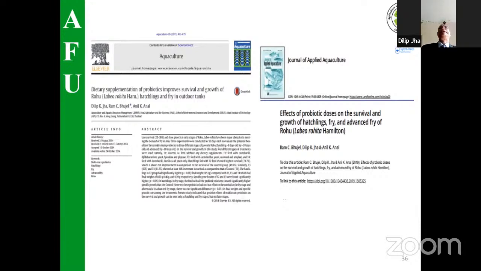And again, this probiotic is actually for the juvenile, because the immune system is not properly developed. That's why I think if we support them with any immunostimulant, any such things, then it is again going to promote survival.